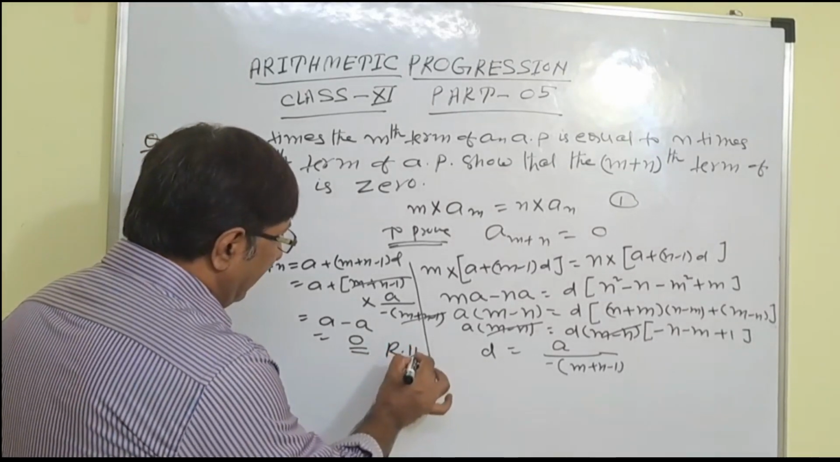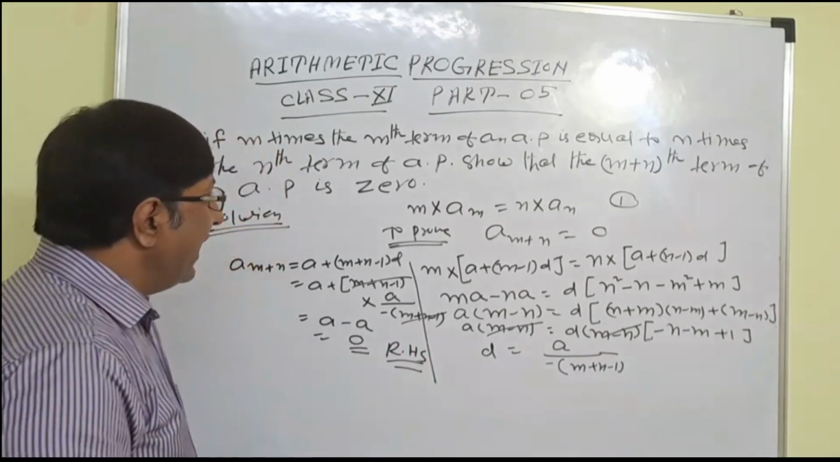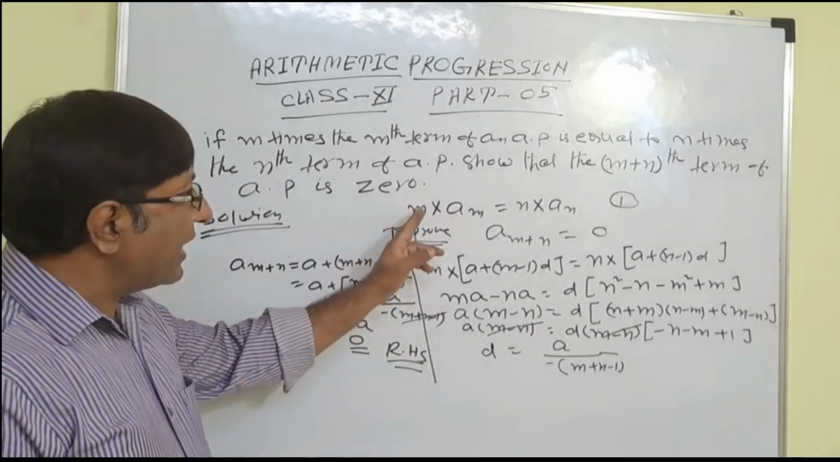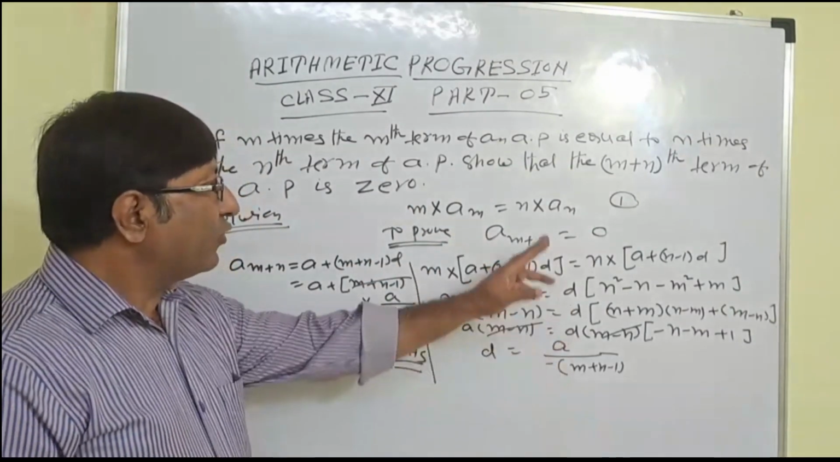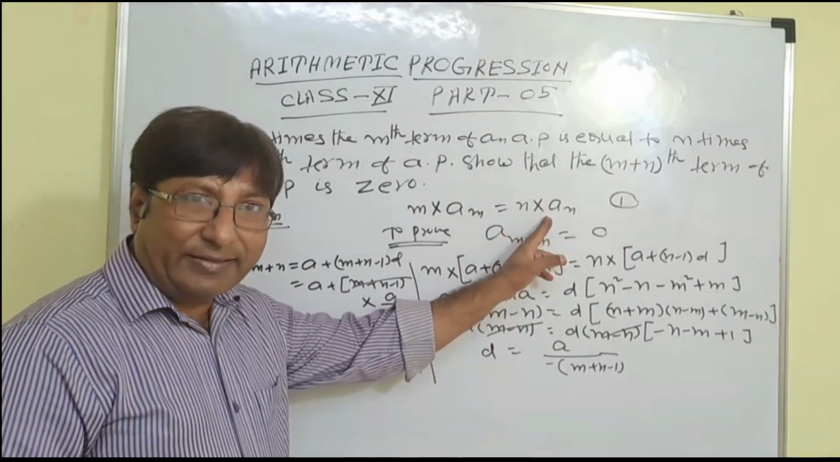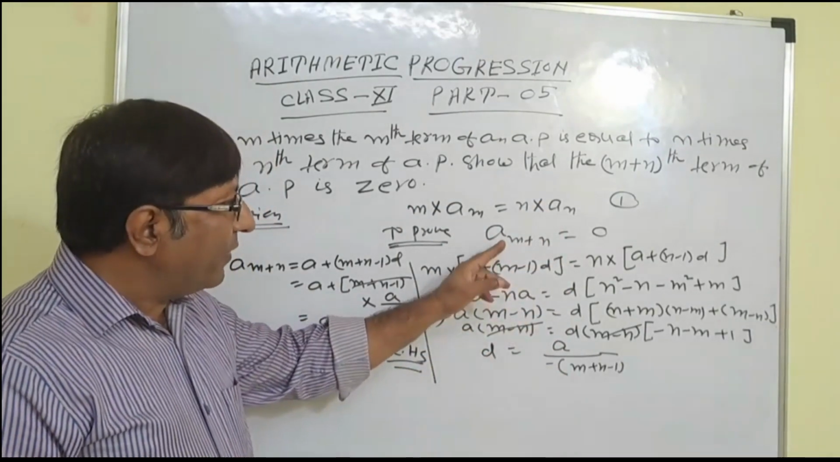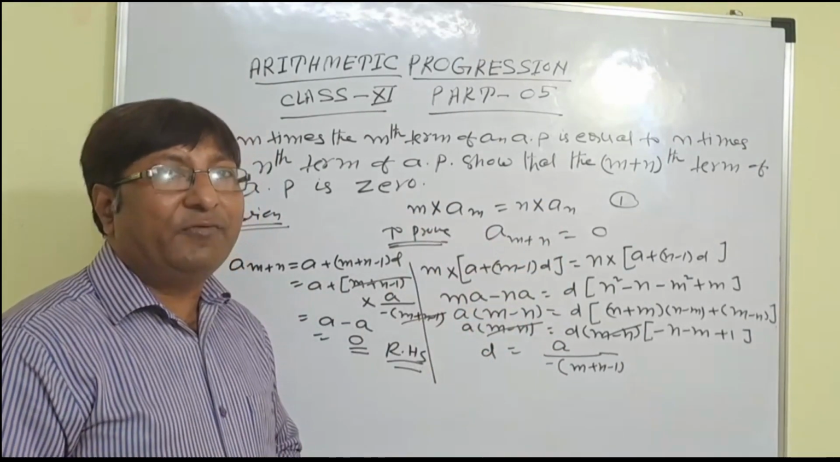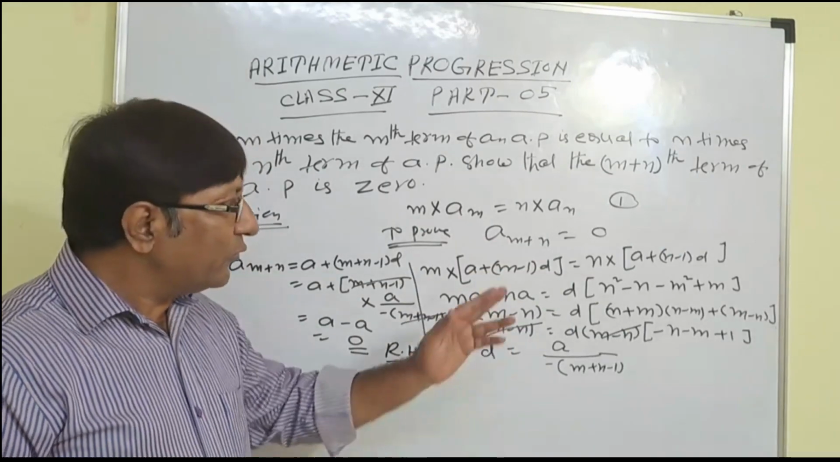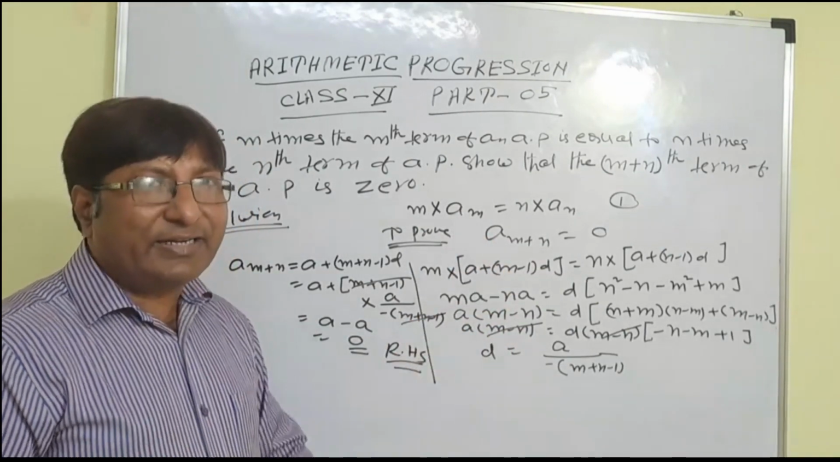In this way we can prove very easily that if m times the mth term equals n times the nth term, then the (m plus n)th term of that AP will be 0. You can use this result as a trick also.